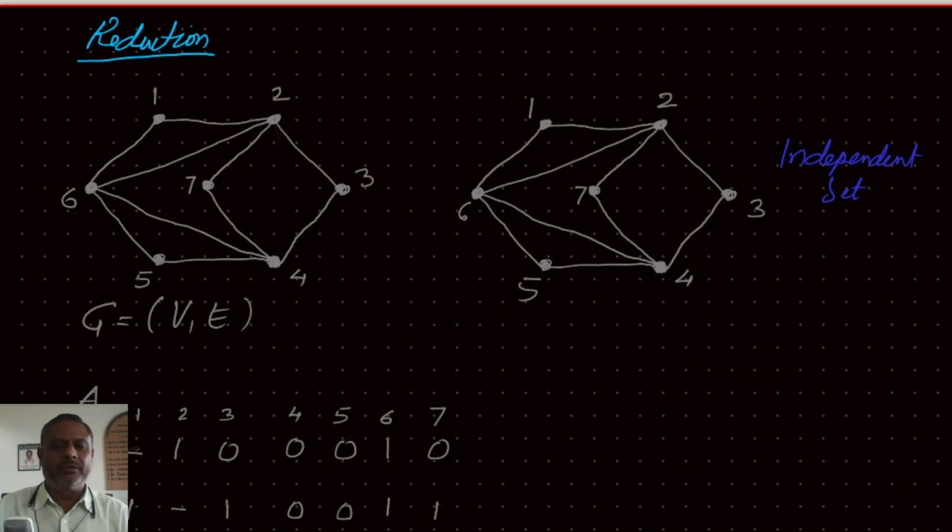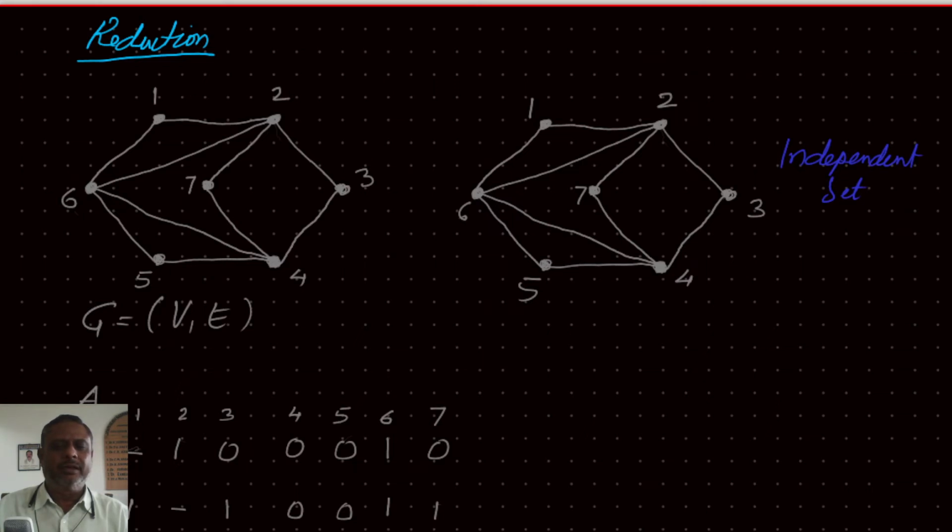So with 2 this edge is covered, with 2 this edge is covered, because of these 2 this edge is covered, with 4 this edge is covered, this edge is covered, and because of 6 this is already covered, this was already covered.